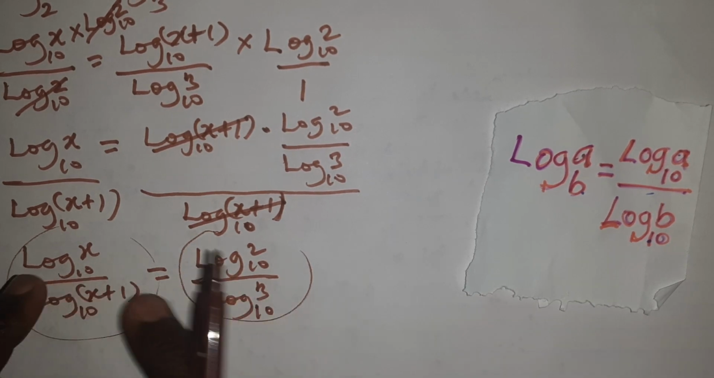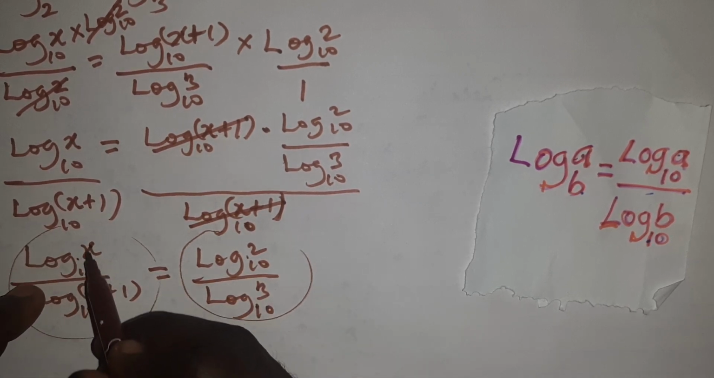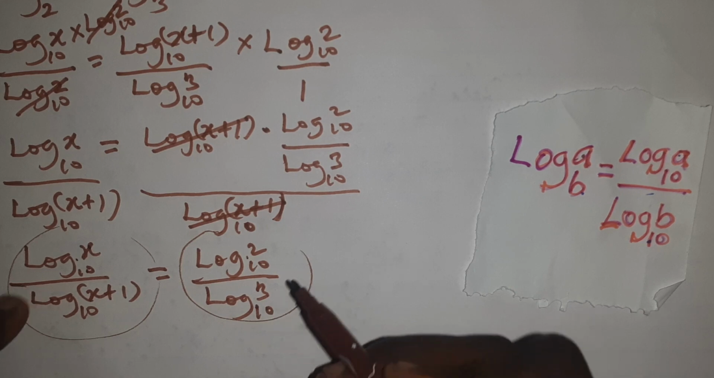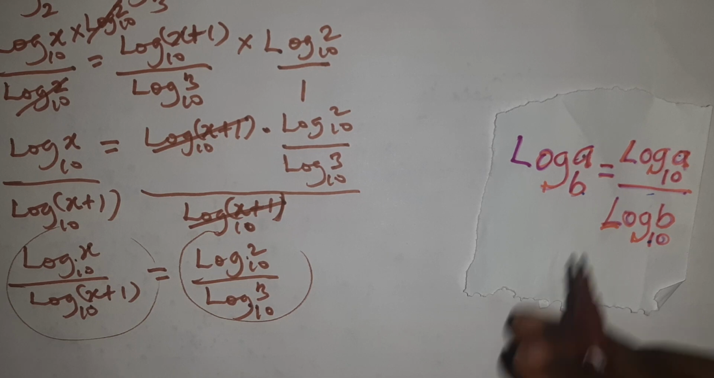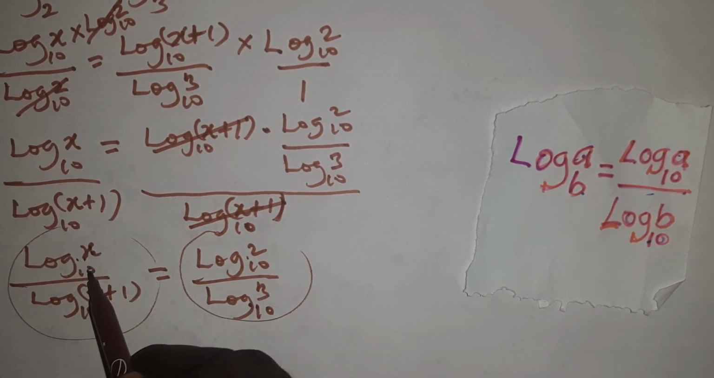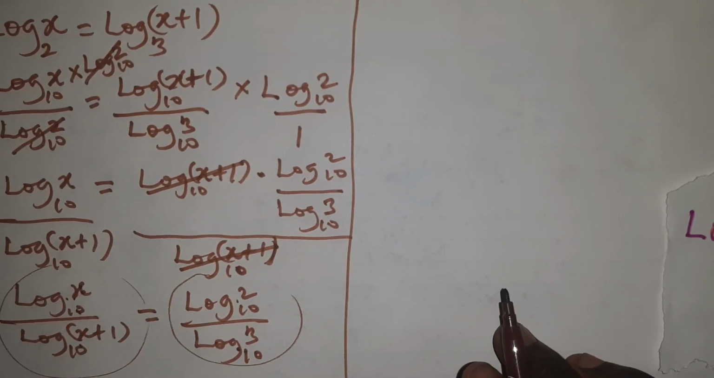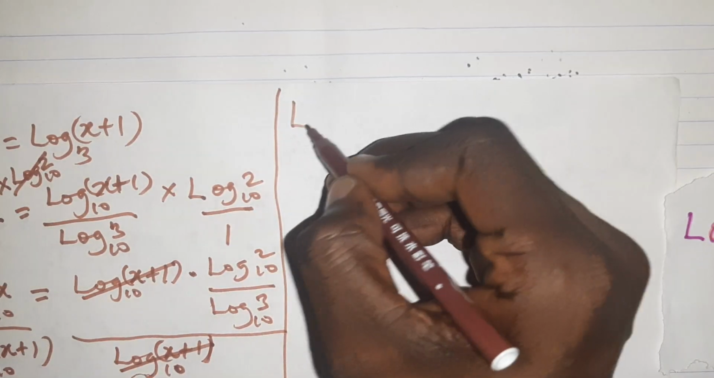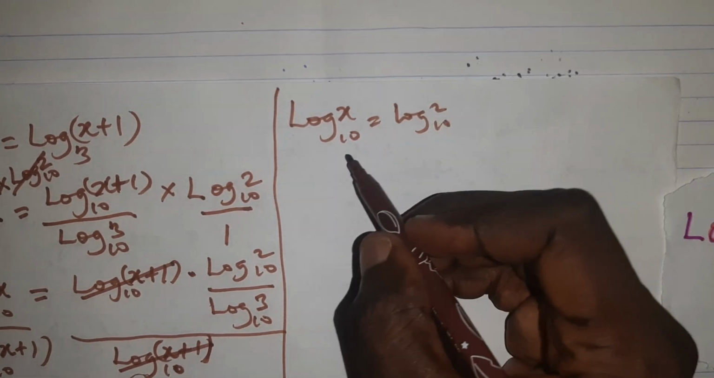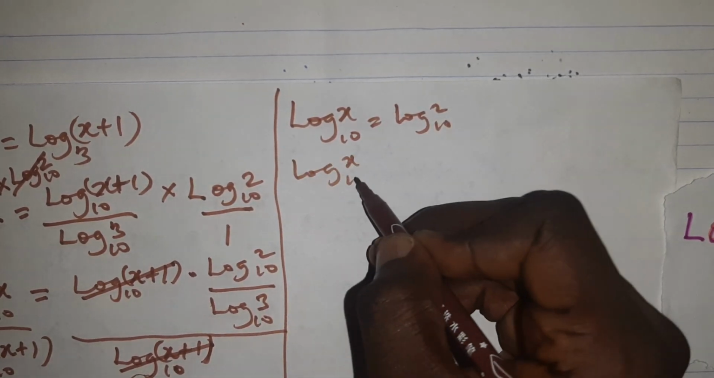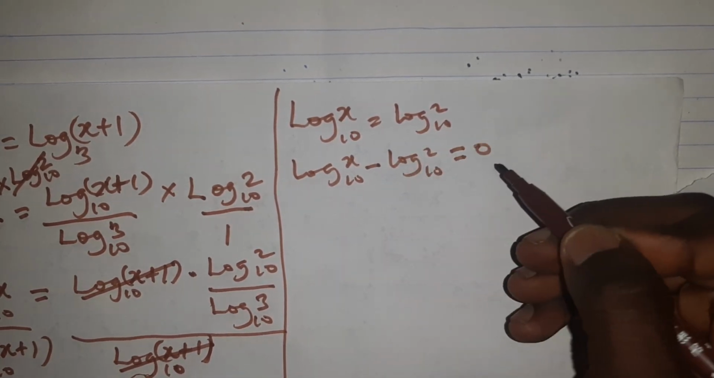And since they are identical, I could equate the numerators. I could just say log x base 10 equals log 2 base 10, or I could equate the denominators, whichever way I'm going to end up getting my value for x. So if I decide to equate the numerators, I'll have log x base 10 equals log 2 base 10. Then moving this one to the left hand side, the plus sign becomes minus when it comes over: log x base 10 minus log 2 base 10, then you have 0 left on the right hand side.